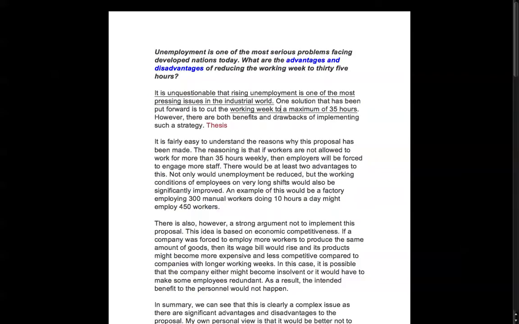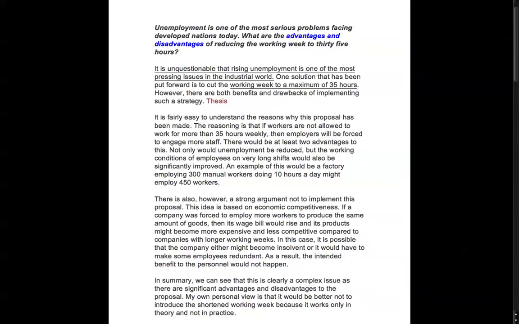So let's have a look at the first body paragraph. It is fairly easy to understand the reasons why this proposal has been made. Okay, so there's a very general statement for our topic sentence, which is going to introduce the advantages. The reasoning is that if workers are not allowed to work for more than 35 hours weekly, then employers will be forced to engage more staff. There would be at least two advantages to this.